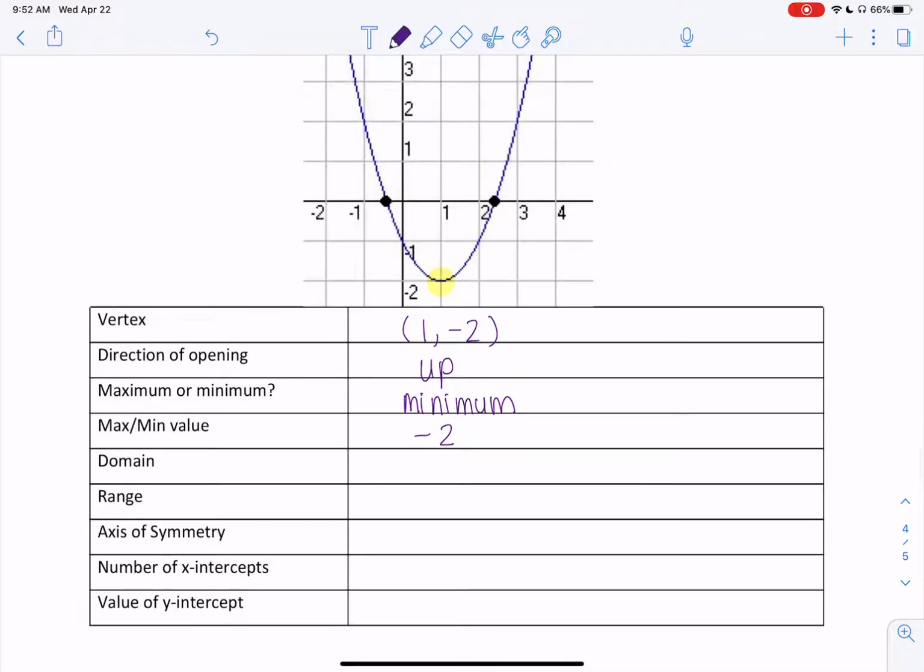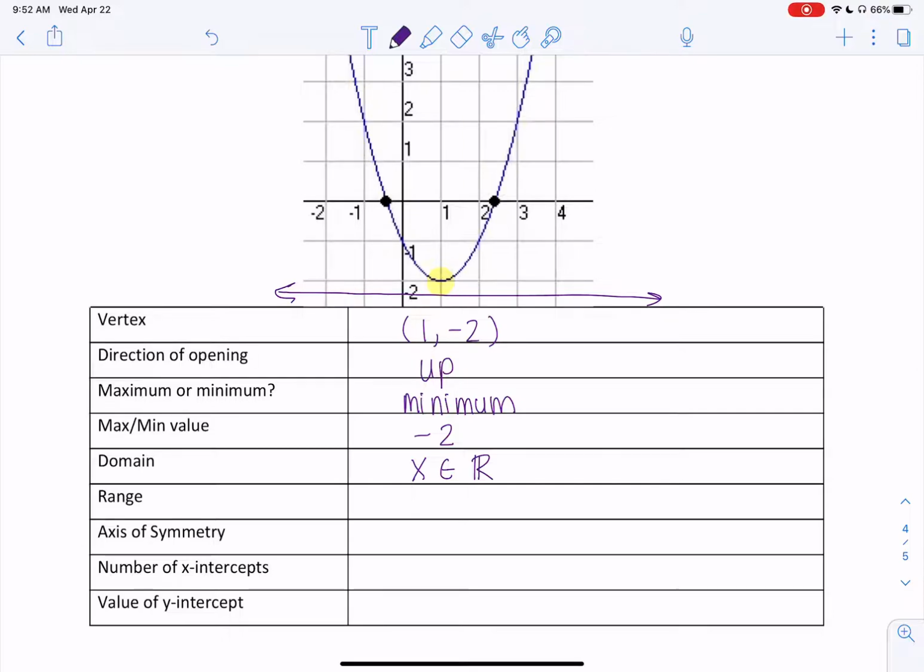Then for our domain are all the values that x can take. So we could have possible x values all through here. If I had a bigger piece of paper, this graph could go on forever and ever. So in that case, we write x, element of R. And what that means is x is an element of real numbers. So in normal English, it means x can really be any number possible.